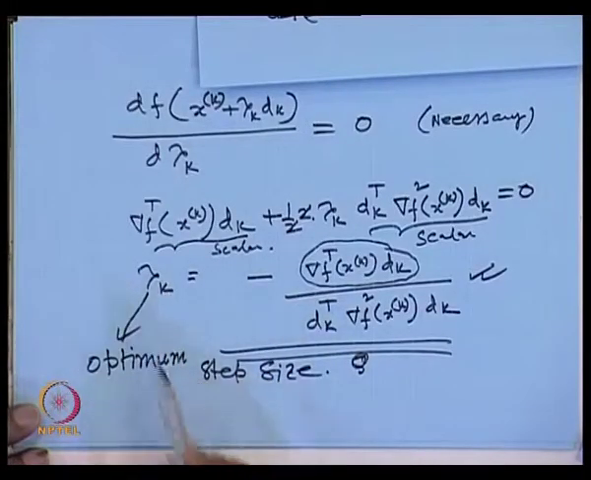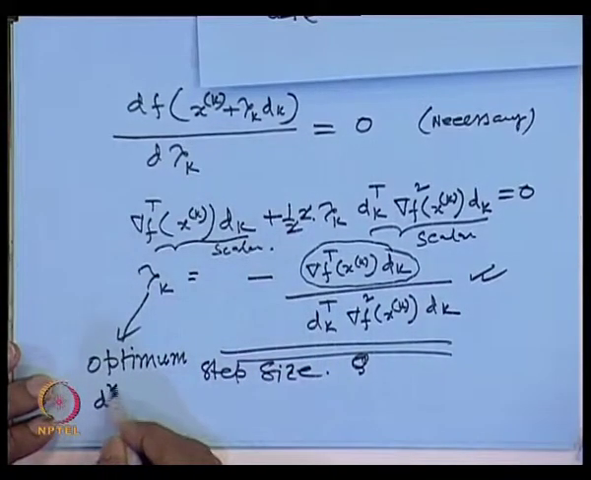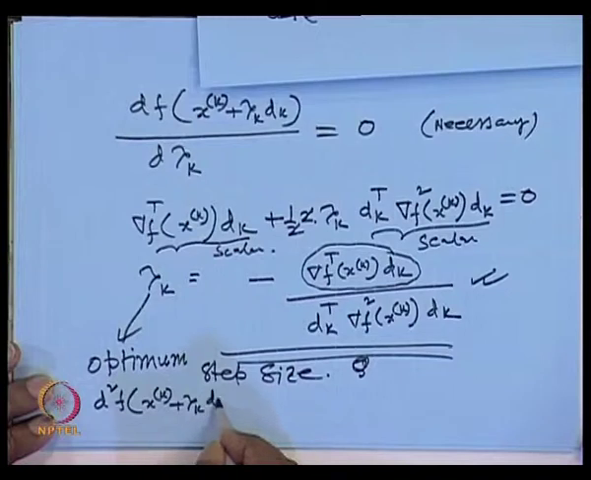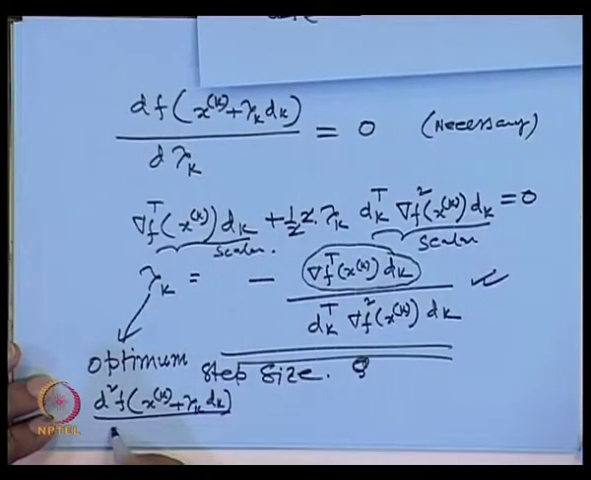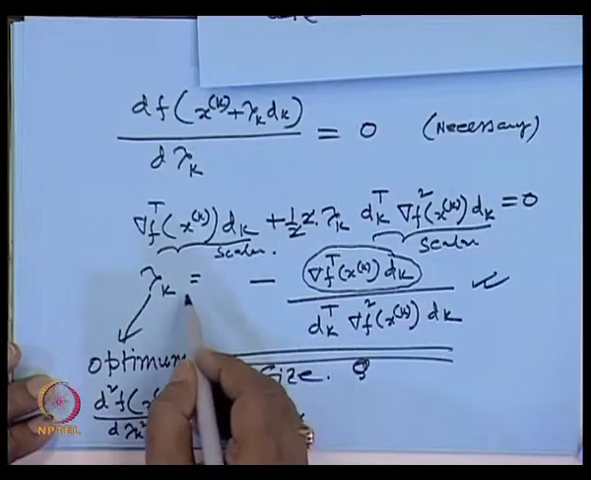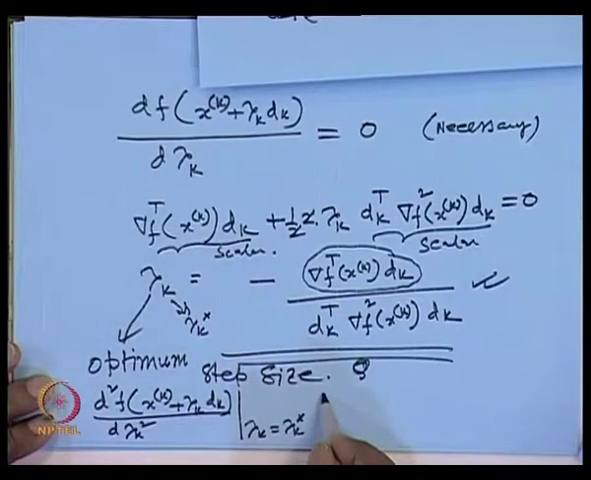Agree? So, now we can check whether the function value is optimum. Just check whether del square f of x superscript k plus lambda k dk, differentiated with respect to lambda k square, and putting lambda k equal to lambda k star, is greater than 0. This is a scalar quantity. If it is greater than 0, that means the function value is decreasing as much as possible for the choice of lambda k.